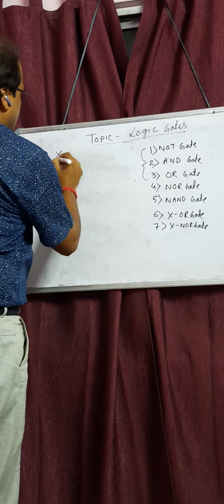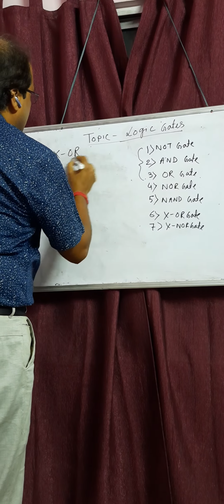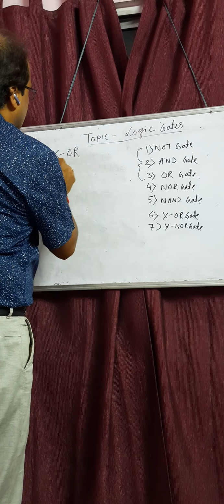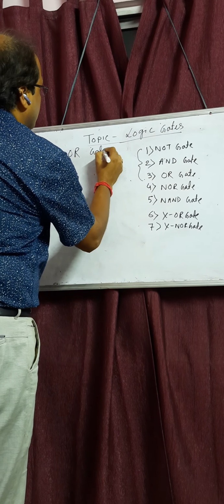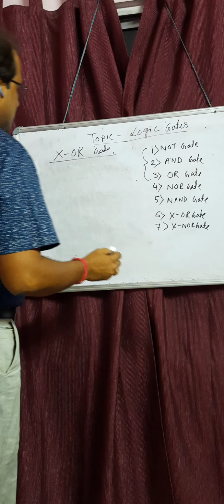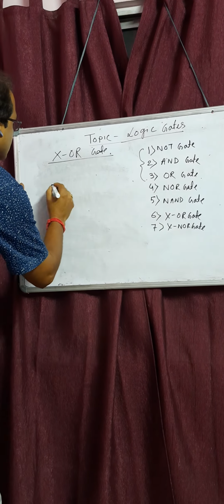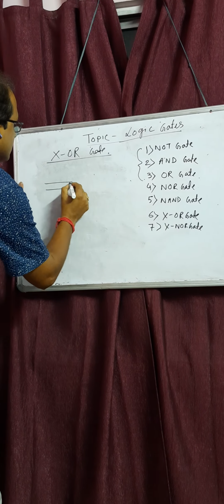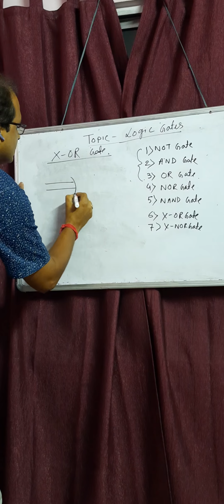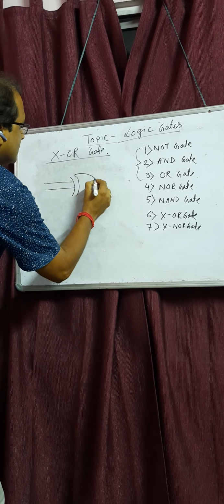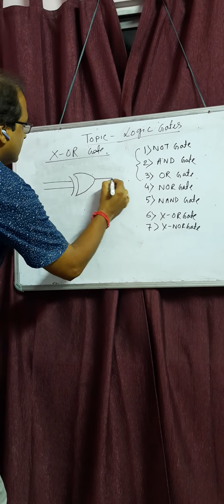So this XOR gate and XNOR gate, these two gates are special purpose gates. XOR gate: first, I will show you the logic symbol. That is the XOR gate symbol like this.